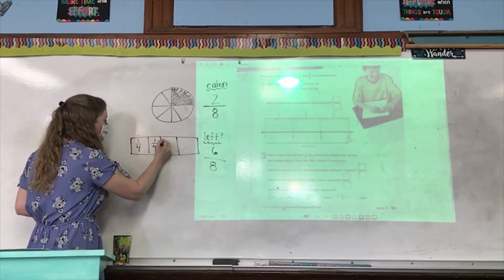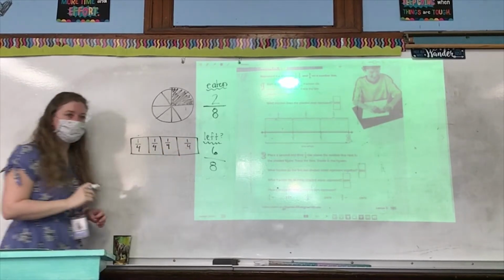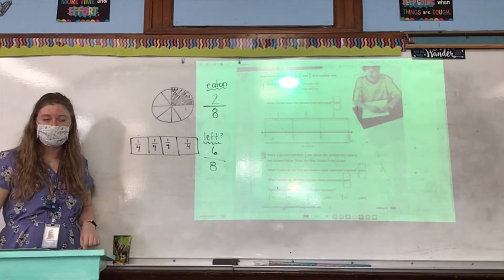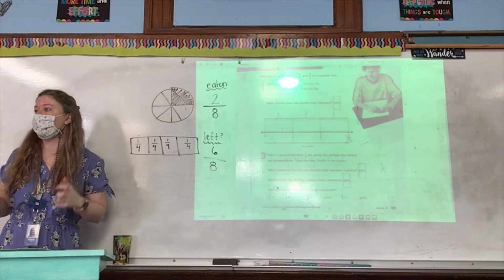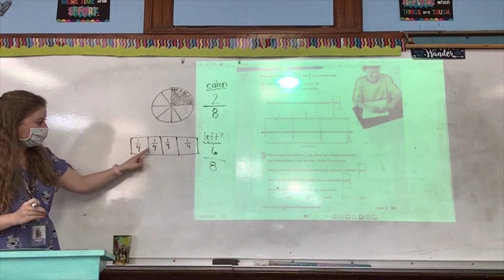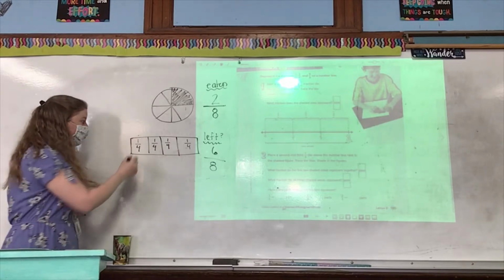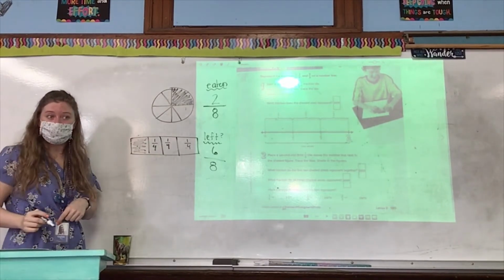So do you see how it's broken into 4 pieces, and then it has those very, very blurry 1/4 labels? They're very blurry. You probably can't tell that they say 1/4, but you should be able to see that they are numbers of some sort. It says 1/4 because each of those pieces is 1/4. So if I shade one of those pieces, I've shaded 1/4.